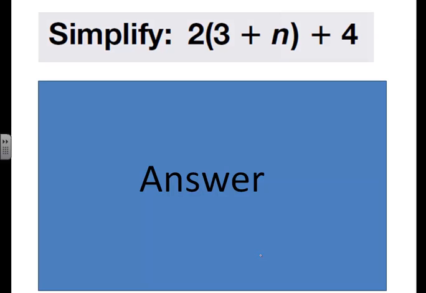Okay. So I'm going to take 2 times 3 is 6. 2 times n is 2n. So I've got 6 plus 2n plus 4. 6 plus 4 is 10. Right here. So now I've got 2n plus 10. Can I simplify it any more than that?